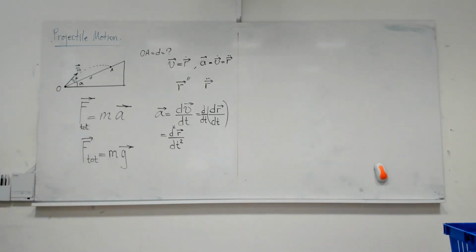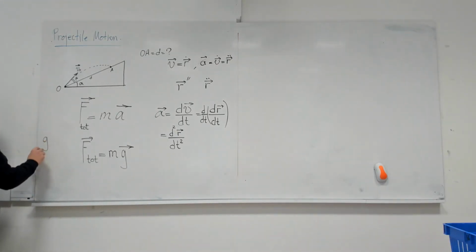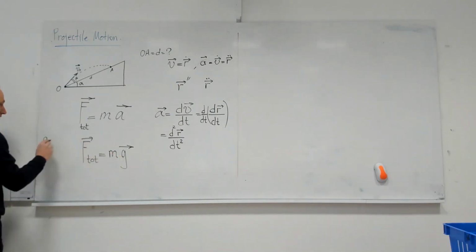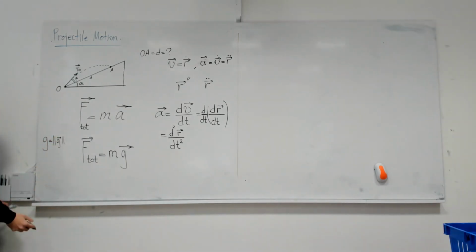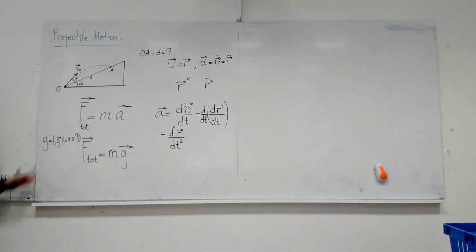G is the acceleration due to gravity, but because that's an acceleration, it has to be a vector again. Usually G, without this symbol, is the magnitude of that vector. And this is an experimental fact that it would be around 9.8 meters per second squared. But we don't need to be worried about that. We just take it as G.